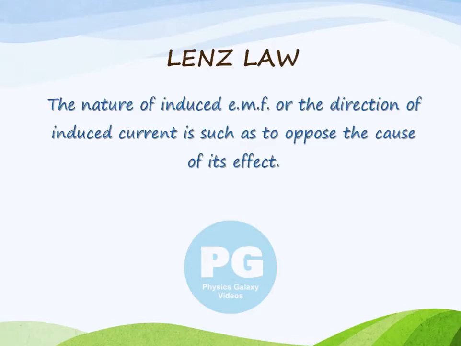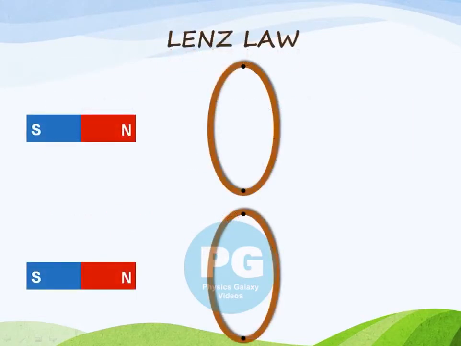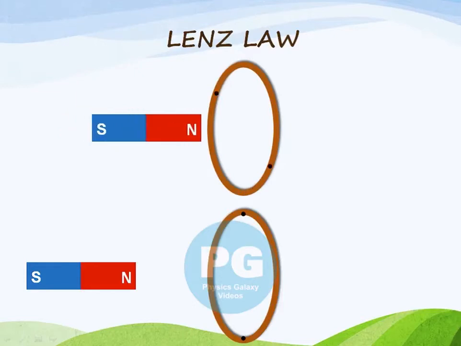What is the cause of that? So we all know that the cause of this induced current is the magnetic flux. Let's understand Lenz's law more clearly with the help of these examples. Here in the first case, there is a closed loop, and a bar magnet is moved towards it. What do you observe? The direction of induced current in the loop is in anti-clockwise direction.